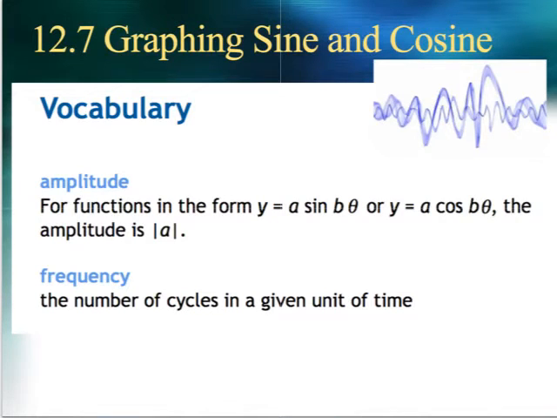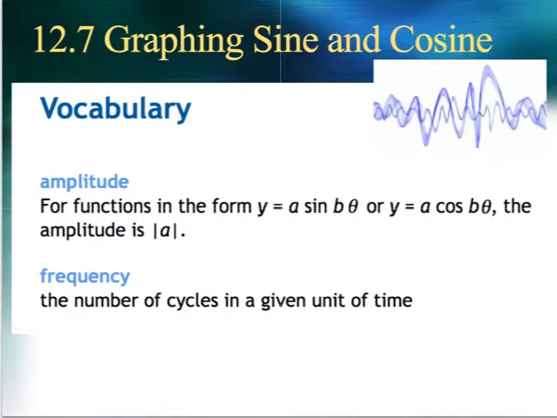Hello, today we're going to be doing 12.7 graphing sine and cosine functions. The vocab amplitude is crucial, where the amplitude is located in front of the word cosine or sine. The amplitude, to find it, it's the absolute value of whatever number is there. If you don't see a number, it's understood to be 1.